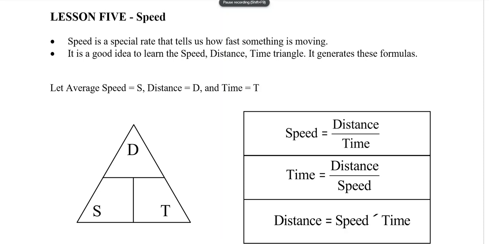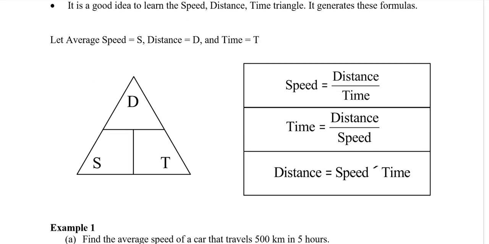Hello, Year 8. Today we're going to be learning about speed and calculating speed. Speed is a special type of rate, but we use it so often that it's good to spend a whole lesson on calculating speed and also rearranging the formula to find time and distance as well.